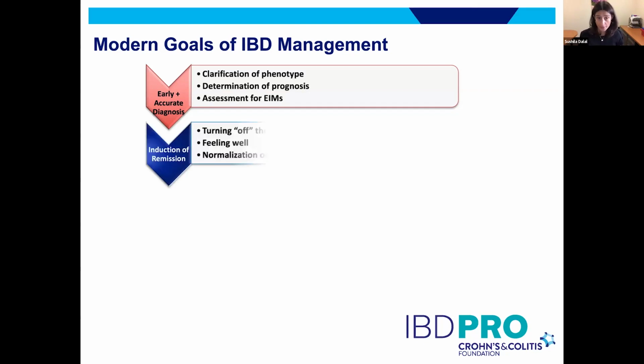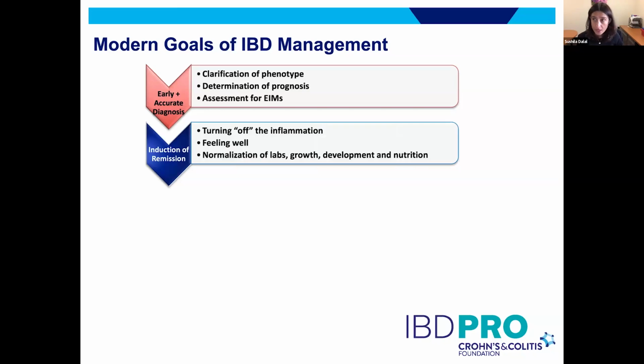We then want to induce remission. So that's turning off the inflammation. That's first and foremost getting our patients to feel well. We set expectations with our patients that their expectation should be to be well. We don't want them to settle and say, oh, I have IBD, so I'm going to have diarrhea, I'm going to have some symptoms. That's not what we want for them. Ideally, we want them to be well and be doing all the things that they want to do. We want normalization of their labs, their growth, their development, and adequate nutrition.